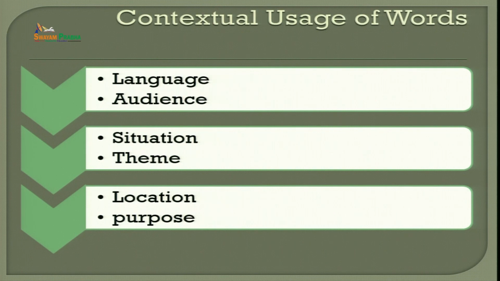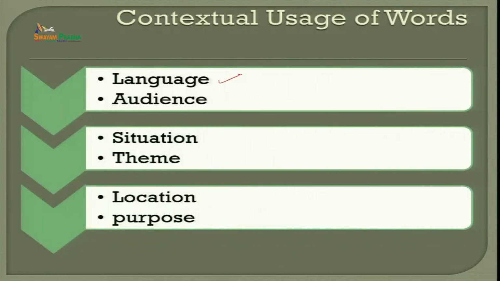Contextual usage of words is the first element. You have to select the words, but before that you have to see the context. And how will you identify that context? You will be able to identify that context on the basis of language, on the basis of the audience who are going to see that, read that and hear that. Understood? So you have to change your word usage according to the listener, according to the audience.